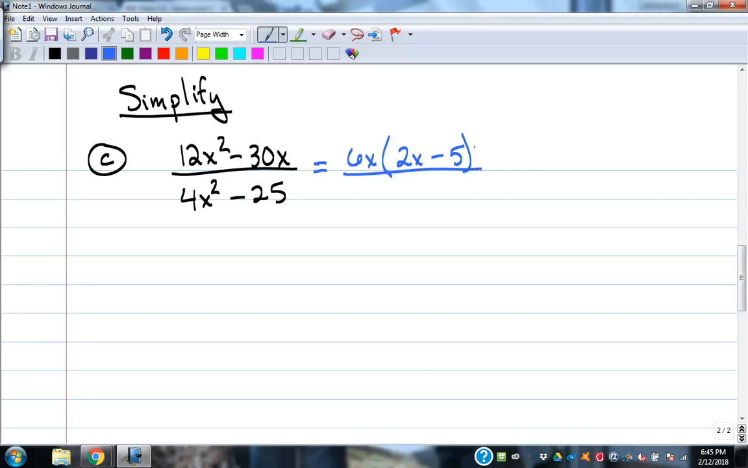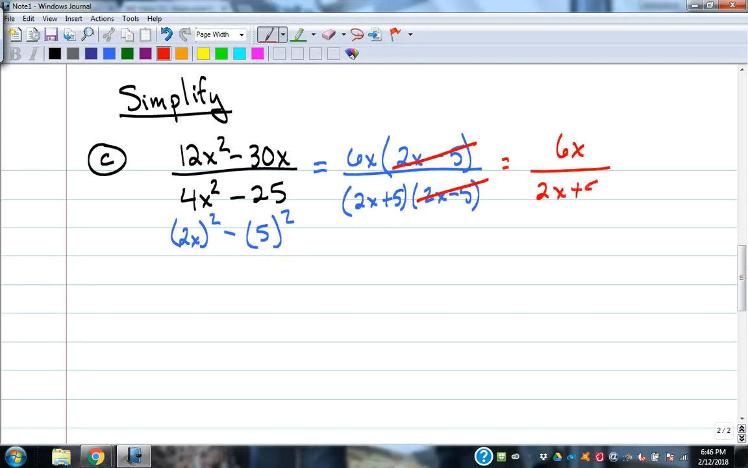The denominator, does it have a GCF? 4 and 25 don't have anything in common, but there's 2 terms. Is that a difference of squares? So what squared is 4x squared? 2x. What squared is 25? 5. So our factors are 2x plus 5 and 2x minus 5. What cancels? 2x minus 5. So 6x over 2x plus 5.